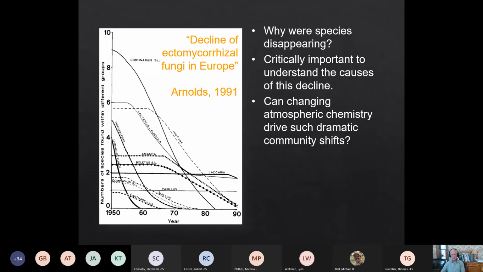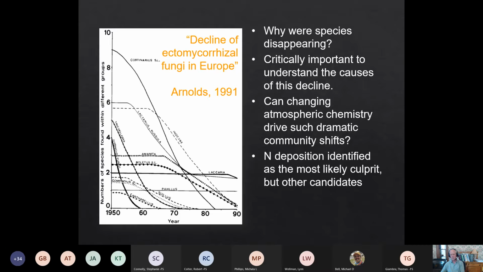So one of the hypotheses was that changing atmospheric chemistry could be driving it. People were looking at ozone, sulfur, acidification, and nitrogen. I focused on nitrogen deposition as the most likely culprit and did some work on that. Most of this work was based on mushroom production in Europe, so there was a need to go below ground to look at what's happening on the roots as well as what's happening above ground.